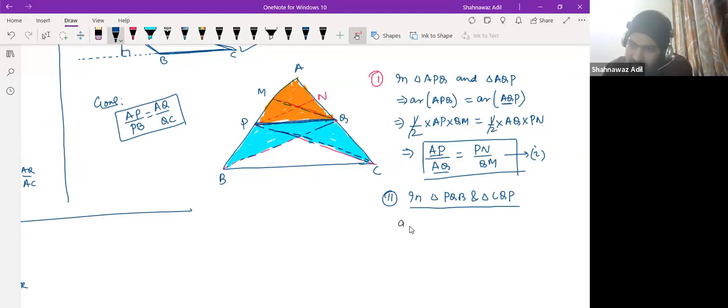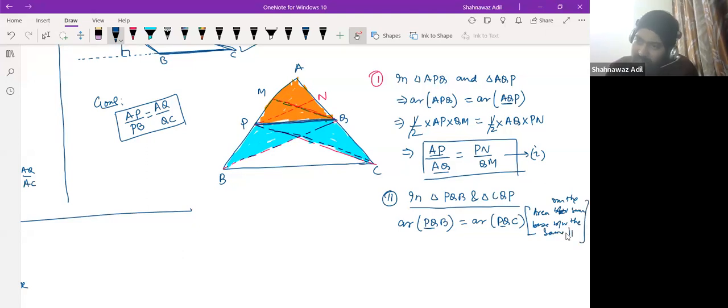So we can write about them that area of, let's say, PQB, and I should write area of PQC, right? In this way, we can figure out that these two are the same, right? So how can I say that? I can say it by triangles on the same base and between the same parallel. Okay, so I got this.